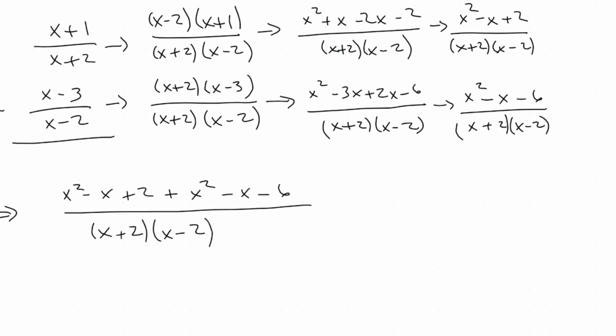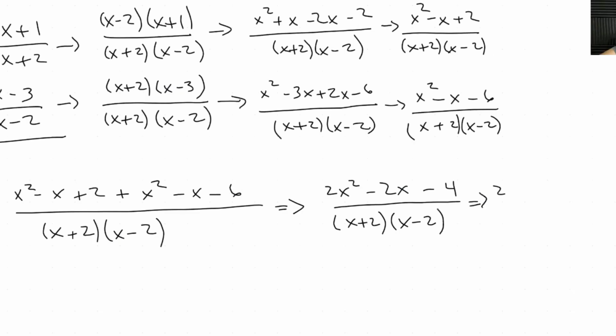Combine like terms. So that becomes 2x squared minus 2x, and then negative 6 plus 2 is minus 4, over x plus 2, x minus 2. I notice that all of these have a factor of 2 that can be taken out. So that becomes 2 times x squared minus x minus 2, over x plus 2, x minus 2.